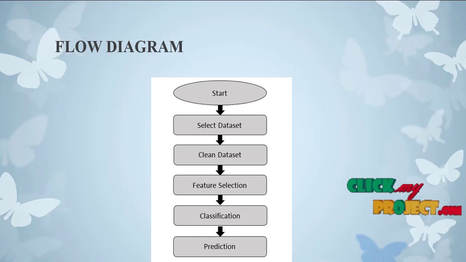And this is the flow diagram. Start the process and select the dataset, first clean the dataset, then feature selection, and then classification and prediction.